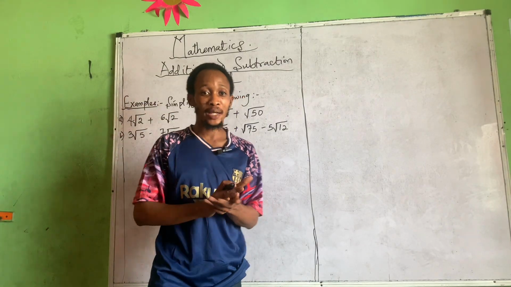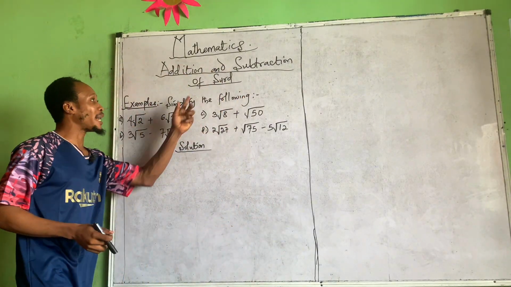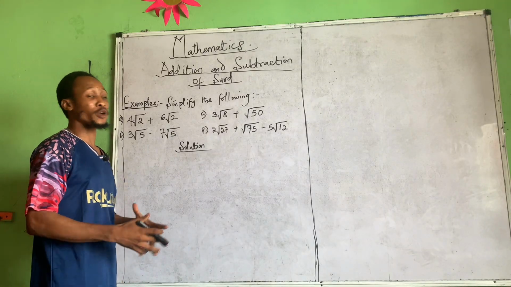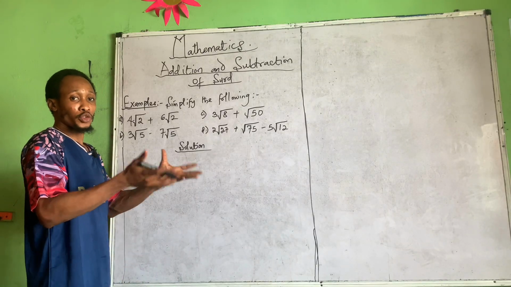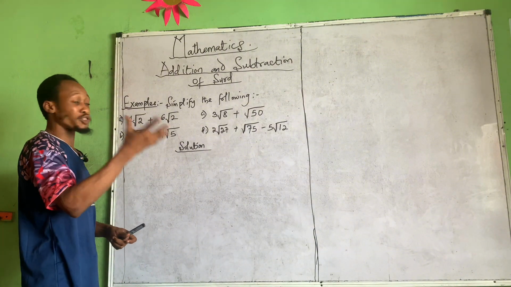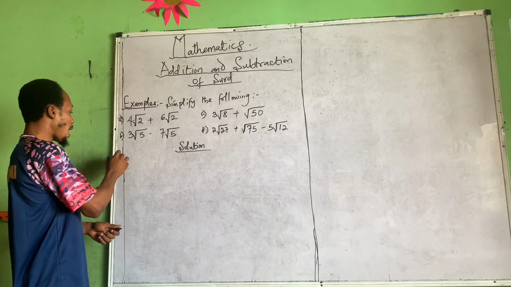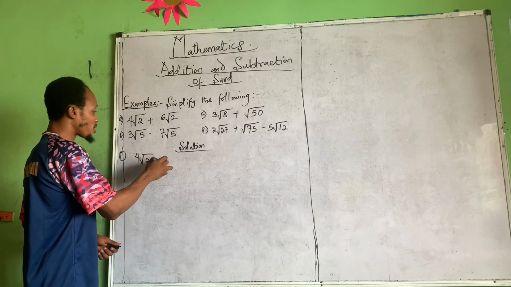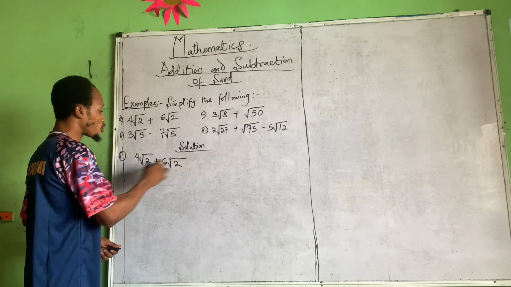Everyone, welcome back. Now we have addition and subtraction of surd on the board. In the last class we looked at simplification of surd, whereby we break down surds to their simplest form. Now this one is addition and subtraction. So the first one we have is 4 root 2 plus 6 root 2.